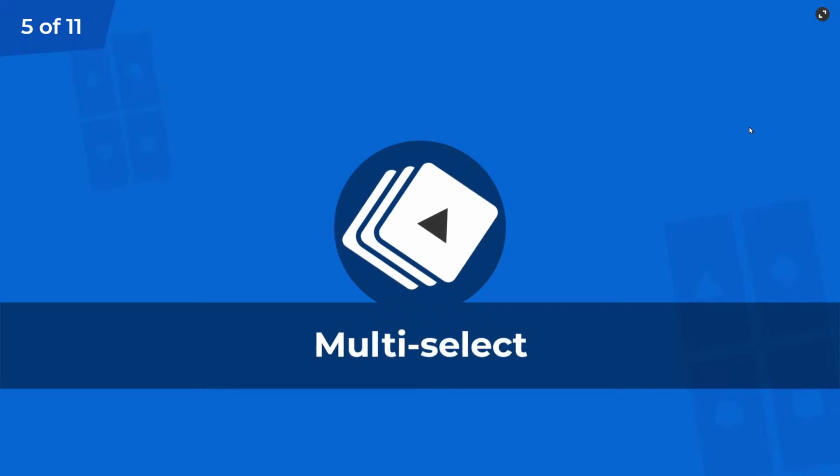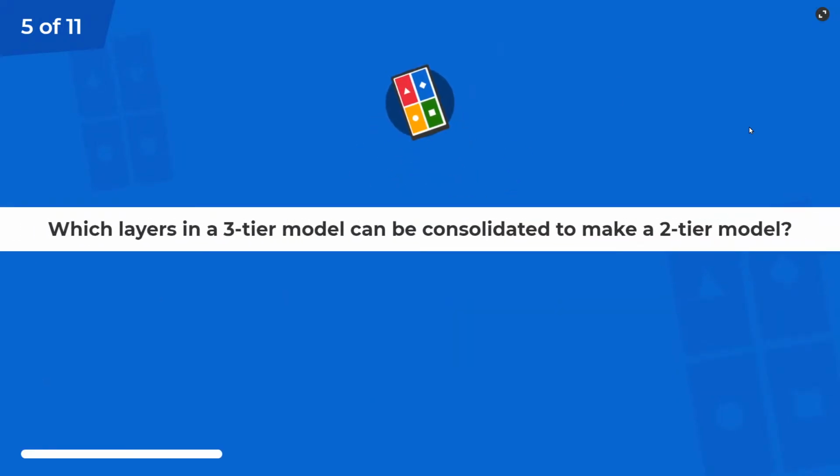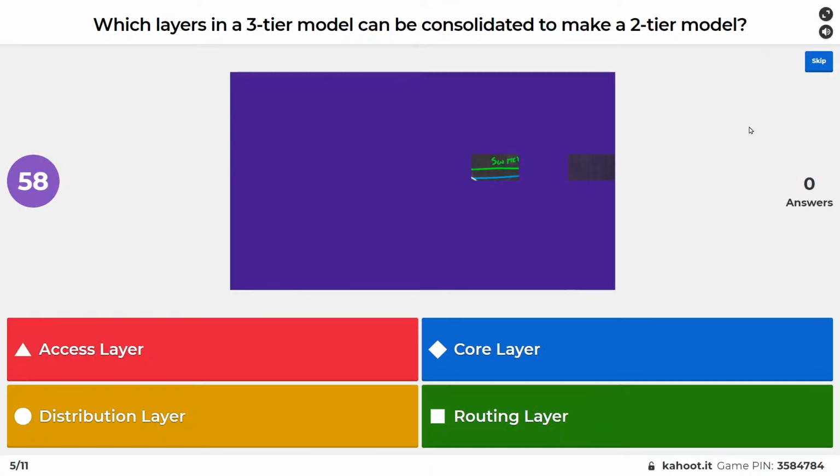Question number 5, multiple select and double points. Which layers in a 3-tier model can be consolidated to make a 2-tier model? And this is based on Cisco's design guides.